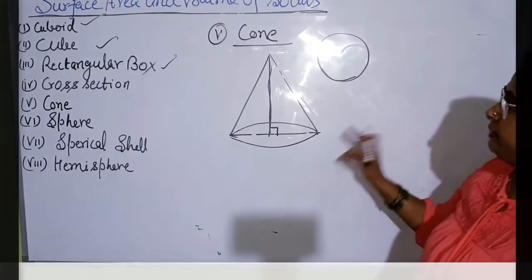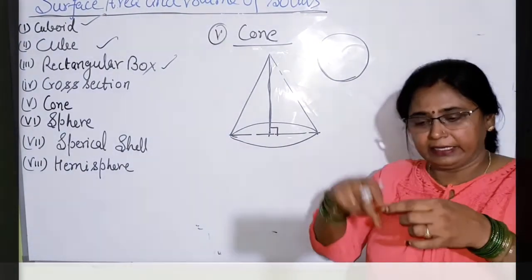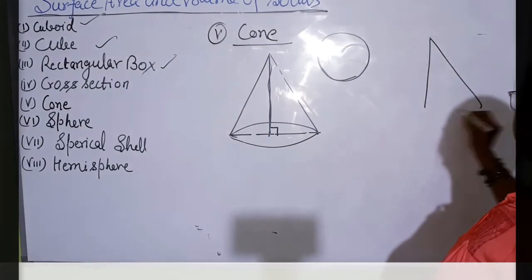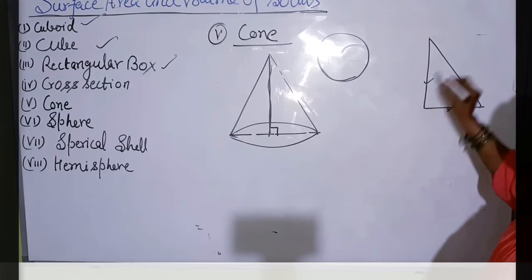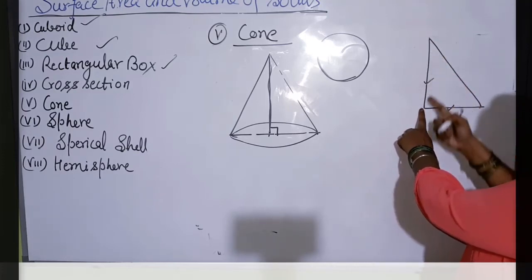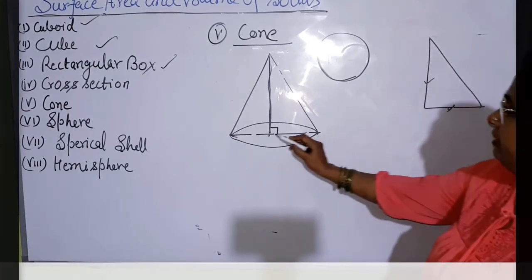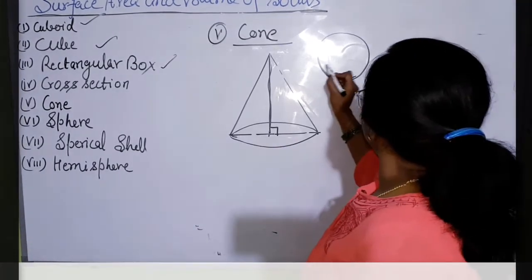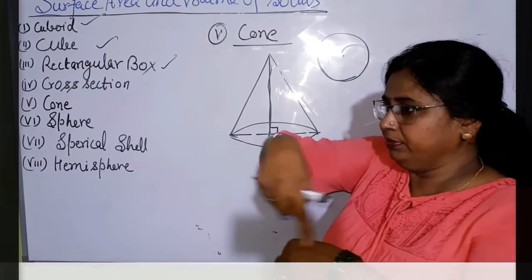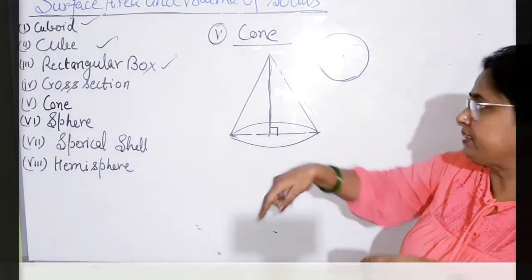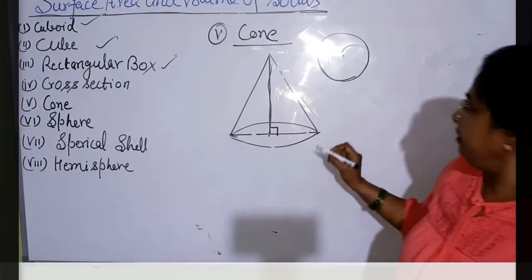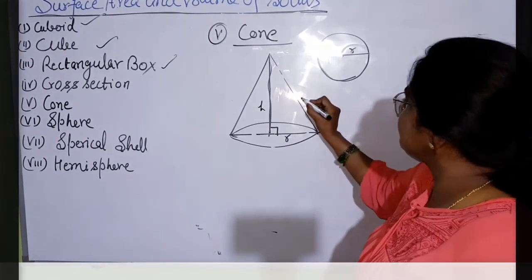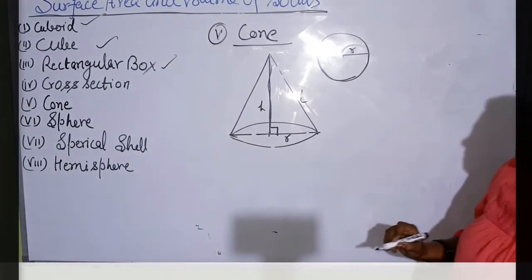How to get the cone from a right angle triangle? Any right angle triangle is revolved round any side of this triangle. Suppose it is a right angle triangle given, and these two are sides, this is hypotenuse. Now along any one side, suppose with a perpendicular, revolving round this, then you can get a cone like this. In this way we can get the cone. Already I told it is a circle. If we revolve round any side of the right angle, then total base is like this circle. And radius, suppose it is r, a small r. Height is h, and this is called slant height. It is L, called slant height.